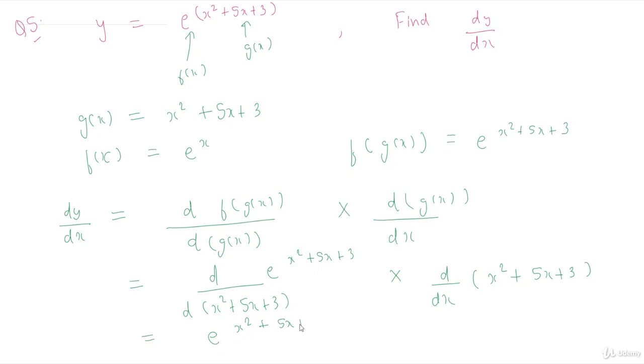This is multiplied by the derivative of the second term, which is 2x, as differentiation of x square is 2x, plus 5 as differentiation of 5x is 5, and plus 0 since differentiation of a constant is 0. So the answer is e raised to the power x square plus 5x plus 3 multiplied by 2x plus 5. So this is the answer.